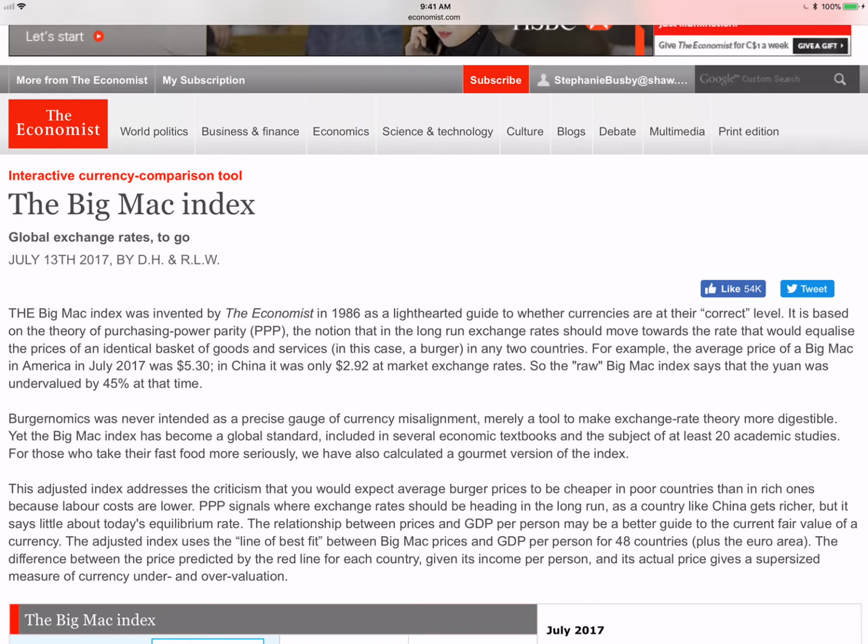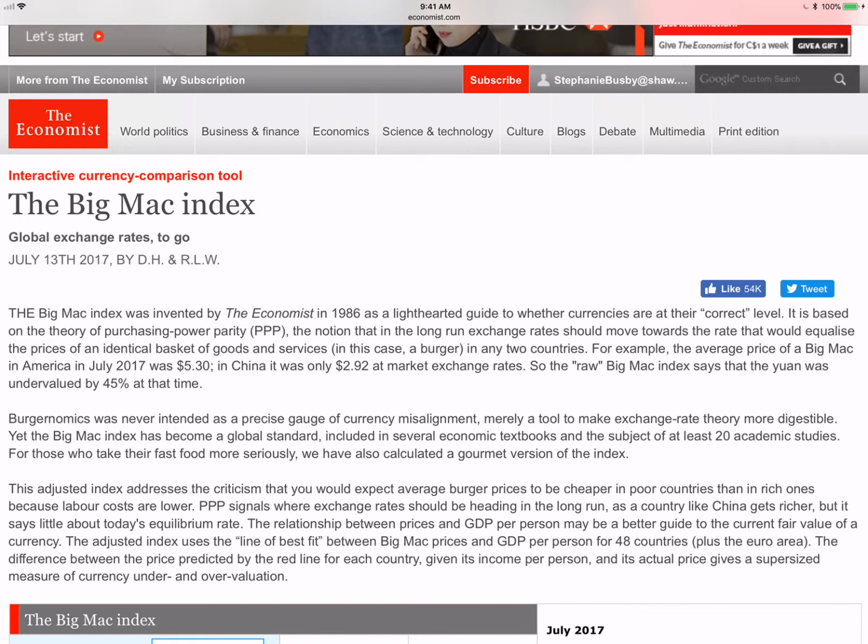So when we do that, we can look at how much it costs to get a Big Mac in different countries, and what that says the exchange rate should be. So this gives us an idea what the exchange rate should be, and we can compare it to what the exchange rate actually is and see if our currency is over or undervalued. So let's take a look at how this works.